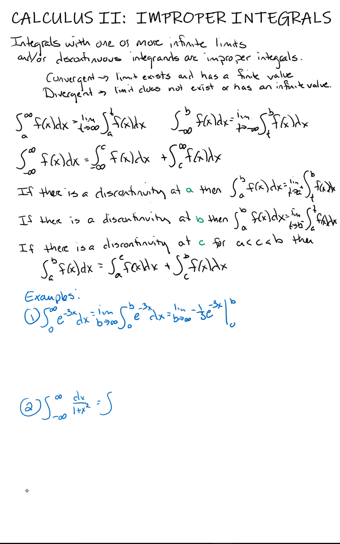I still want to go ahead and evaluate it from 0 to b. So that's what we'll do next. So we still have the limit as b goes to infinity of negative 1/3 e to the negative 3 times b, minus negative 1/3 e to the negative 3 times 0. So let me simplify this before I evaluate the limit. So I still have this limit notation.